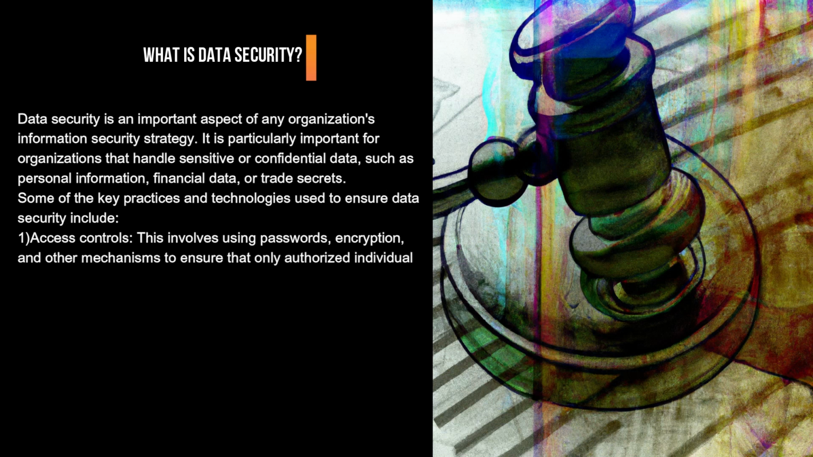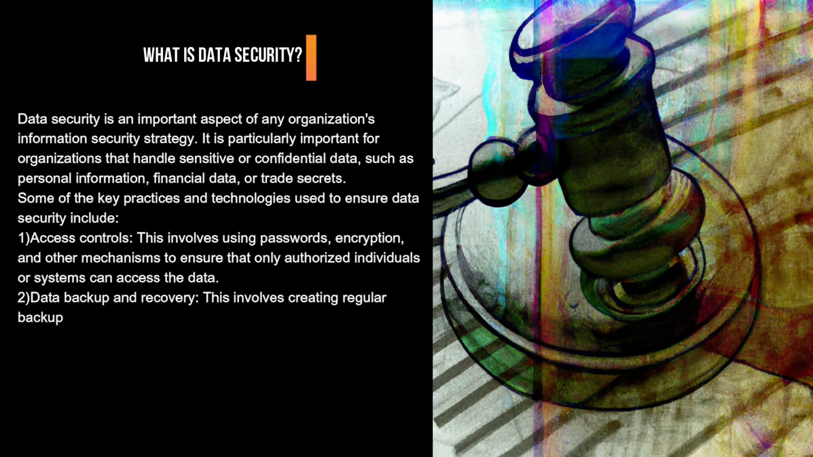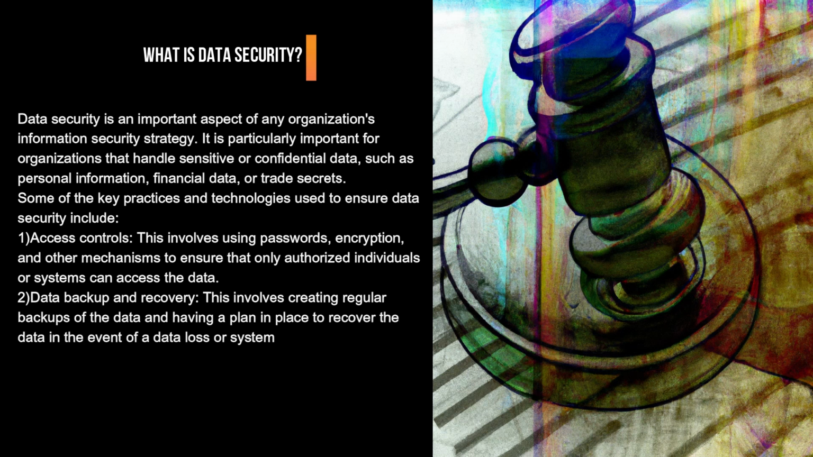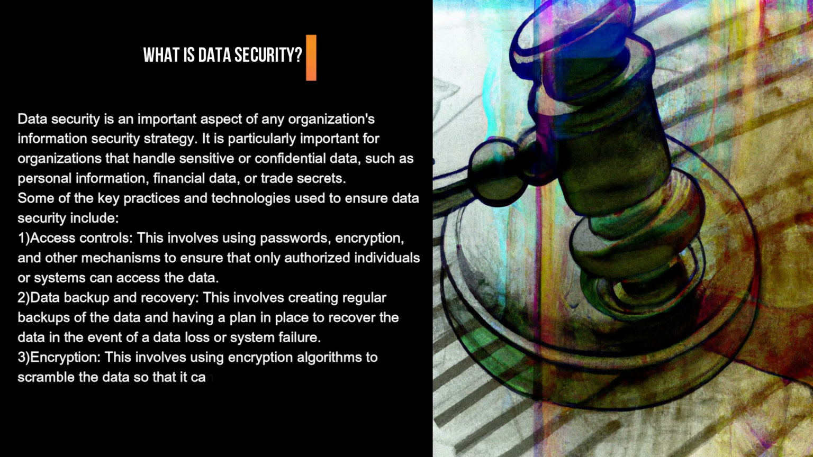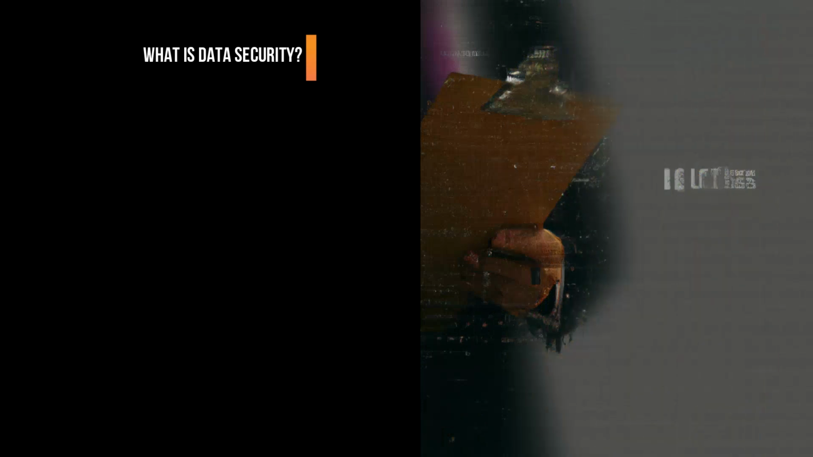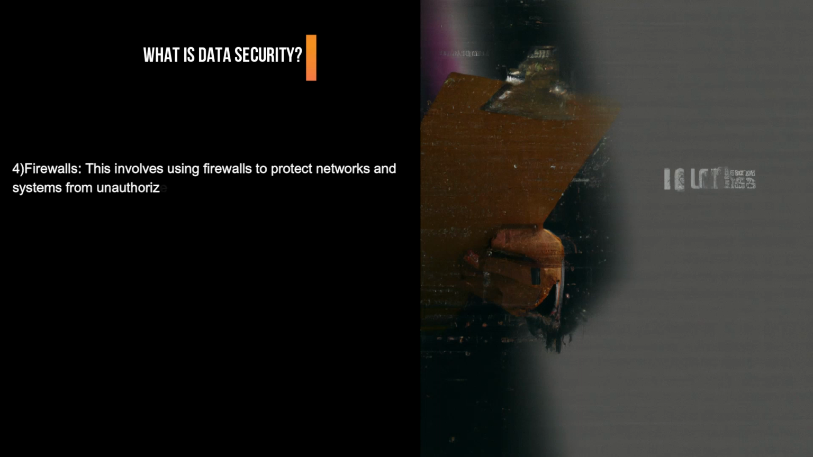1. Access controls. This involves using passwords, encryption, and other mechanisms to ensure that only authorized individuals or systems can access the data. 2. Data backup and recovery. This involves creating regular backups of the data and having a plan in place to recover the data in the event of a data loss or system failure. 3. Encryption. This involves using encryption algorithms to scramble the data so that it can only be read by authorized individuals or systems. 4. Firewalls. This involves using firewalls to protect networks and systems from unauthorized access or attacks.